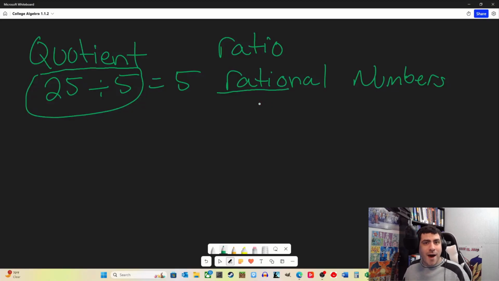Now, we talked about rational numbers in the first video, talking about sets and whatnot. One of the sets of real numbers was rational numbers. So this number right here, 25 divided by 5, that's a rational number. How do we write it as one? You write 25 divided by 5 as a fraction.